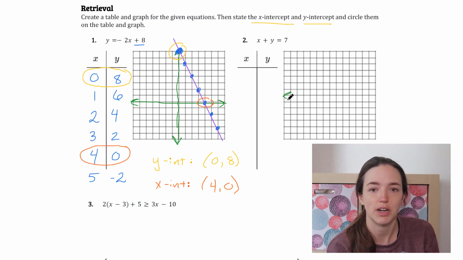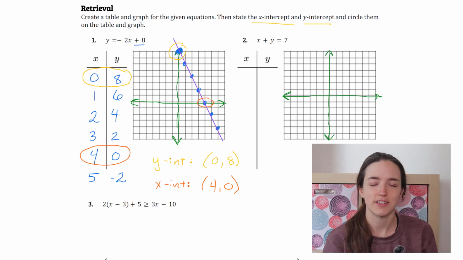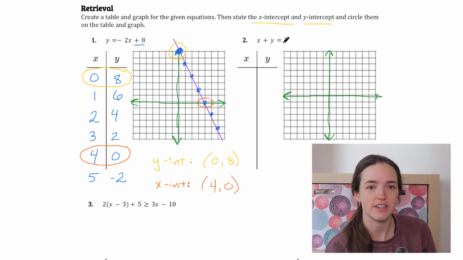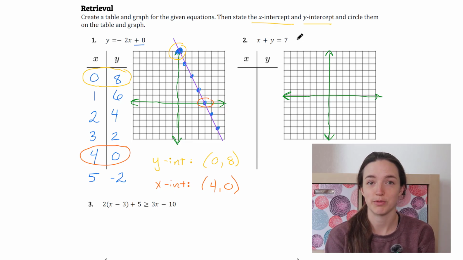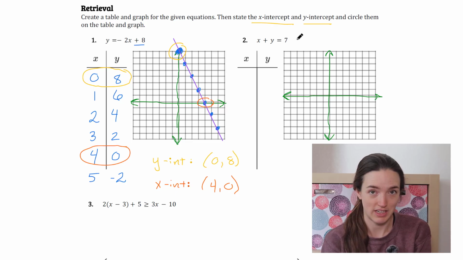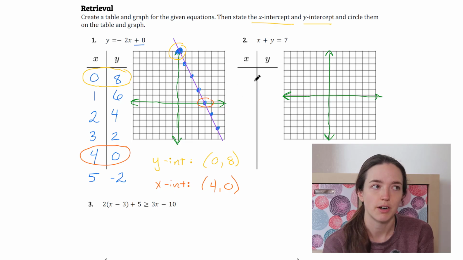Okay, next problem, number 2. This equation looks a little bit different. It's not y equals like usual, it's x plus y equals 7. So we're gonna have to approach this one a little bit differently. I think actually I'm gonna start with the table on this one. Okay, so let's start with something easy.